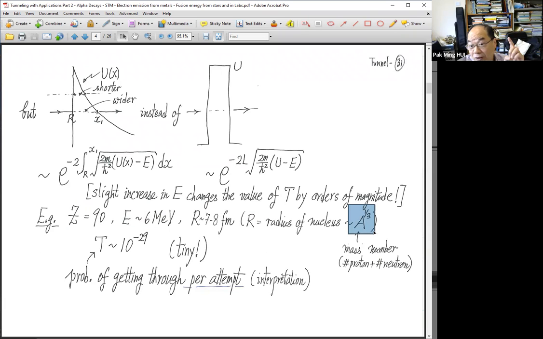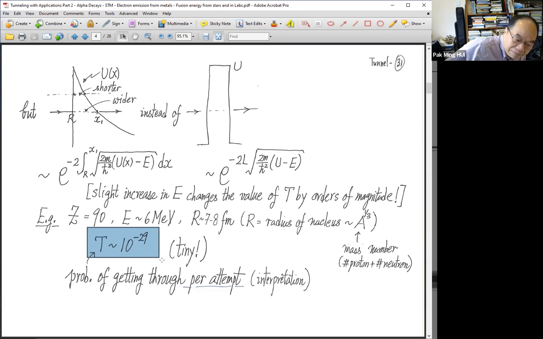I'm sure that you have seen this in Dr. Lin's course. I have the class notes from him. Nonetheless, you plug all the things in. The typical number for the transmission coefficient turns out to be 10 to the minus 30 or so. So it's tiny, tiny, tiny.